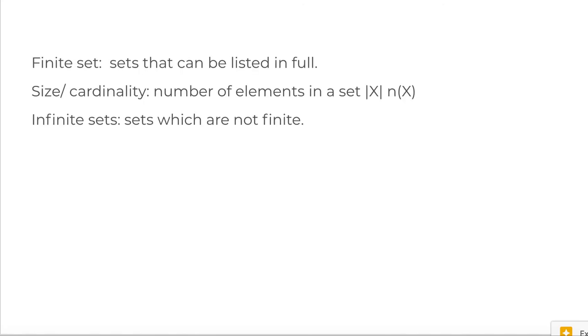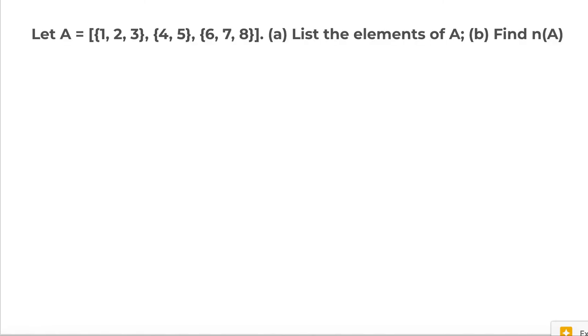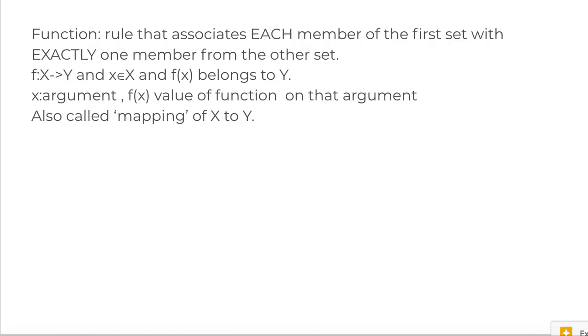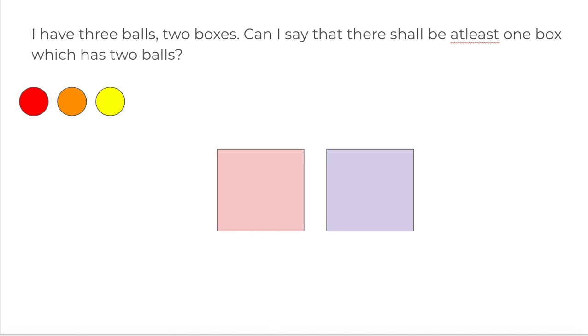We defined finite and infinite sets, and the cardinality of a set, that is defined as the number of elements in it and is denoted by these two symbols. We went over a question on listing the elements and finding the cardinality of the set. We tried to write down sets from a given set, that these are subsets, like A, B, C are the subsets of n given certain conditions. We defined what a function is, and then we tried to draw an intuition of the pigeonhole principle.